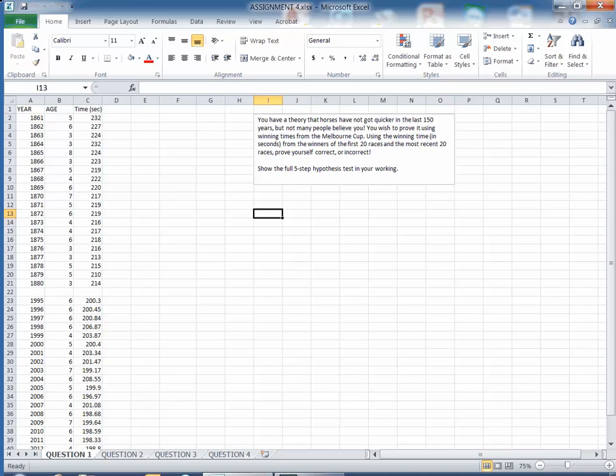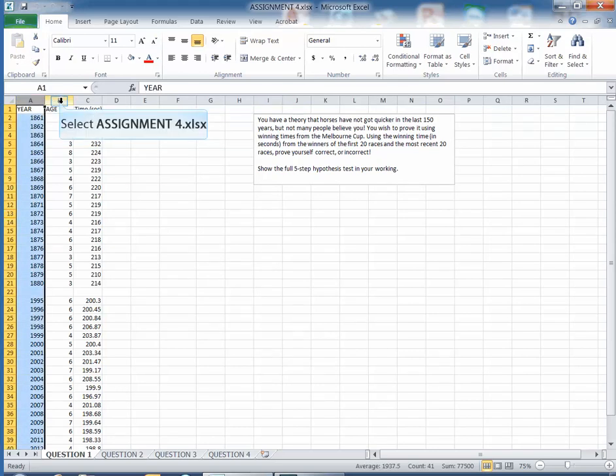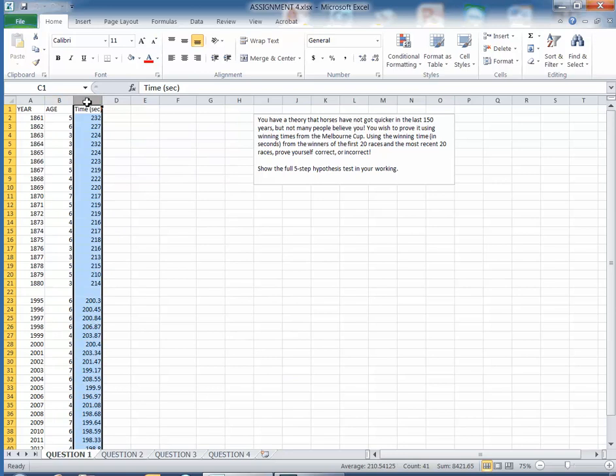This one's based around a data set we've used quite a lot. Melbourne Cup winning times, where we have the year of the race in column A, the age of the horse in column B, and the winning time for that year in seconds. Now, the crux of this question is, are the winning times quicker now compared to 150 years ago, so the first 20 running? So are the most recent 20 winning times quicker than the earliest 20 winning times?